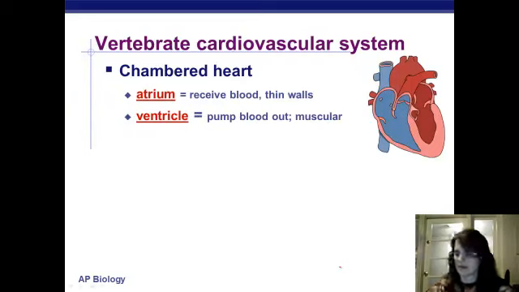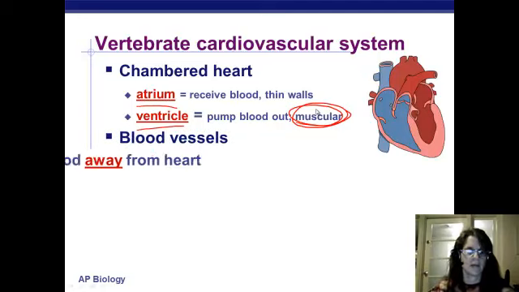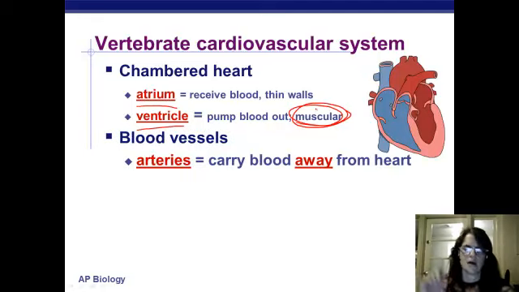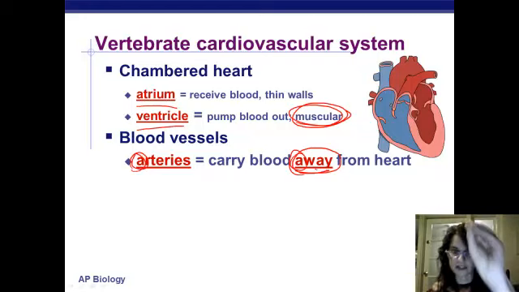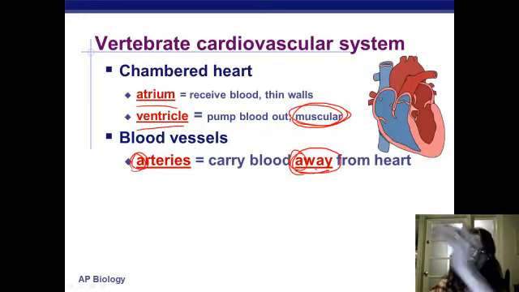All right, so we've already talked about this. I should have had this slide first. An atrium is a chamber that receives blood. A ventricle is a chamber that pumps blood. This one is muscular because it's the pumping chamber. Blood vessels, arteries, always carry blood away from the heart. You need to associate arteries with away. Most of the time, they are carrying oxygenated blood away from the heart. But when they are sending blood to the lungs, they can be carrying deoxygenated blood away from the heart and to the lungs to pick up oxygen when they get there.